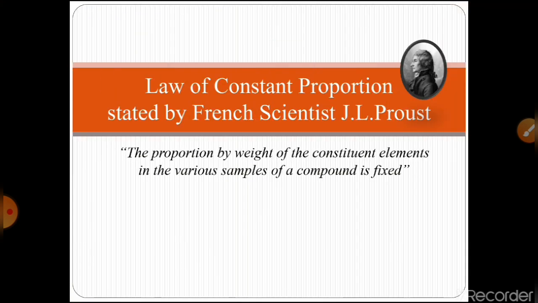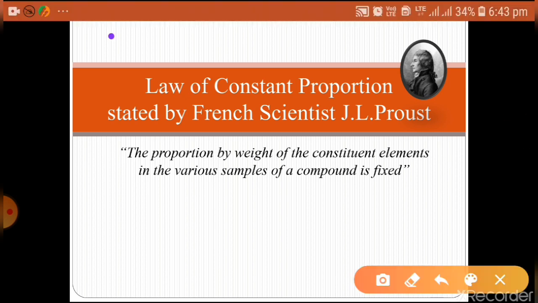Now we will start the law of constant proportion. This law was stated by the French scientist J.L. Proust. He studied a lot of chemical reactions and came to the conclusion that the proportion by weight of constituent elements in various samples of a compound is fixed. So let us see this definition. The proportion by weight of the constituent elements in the various samples of a compound is fixed.